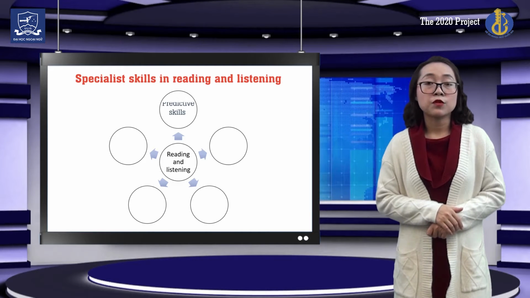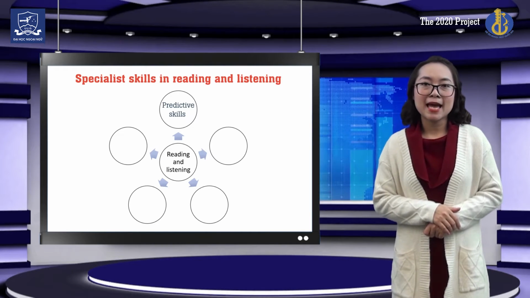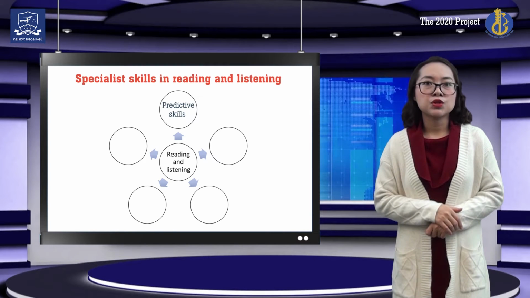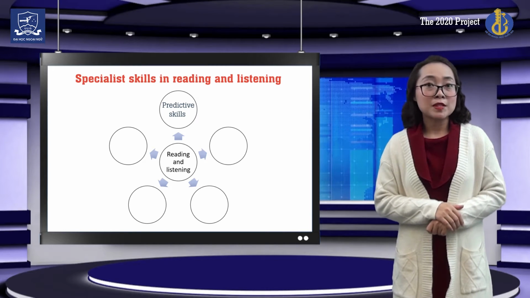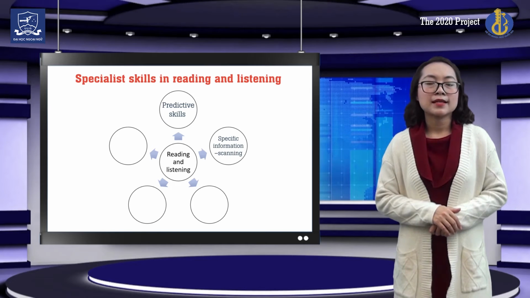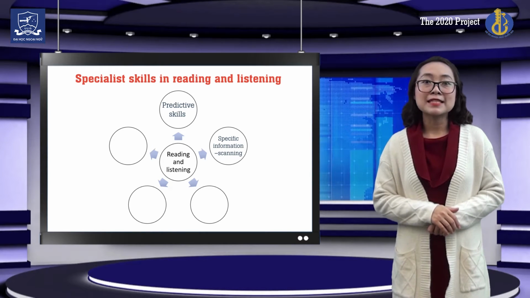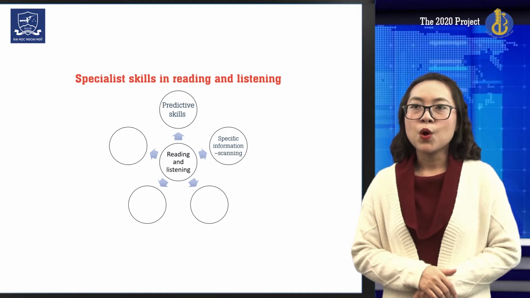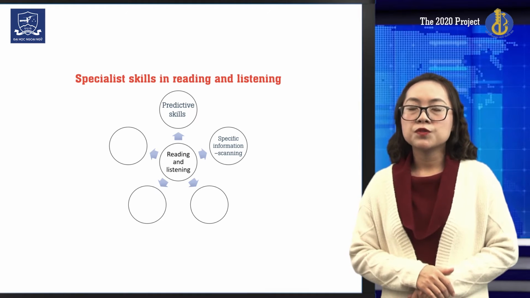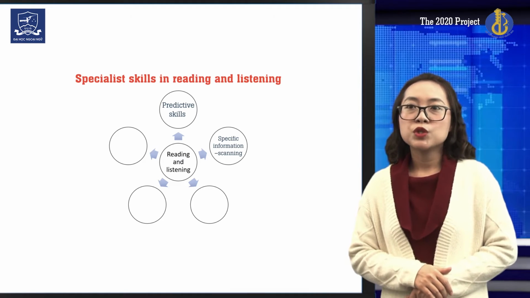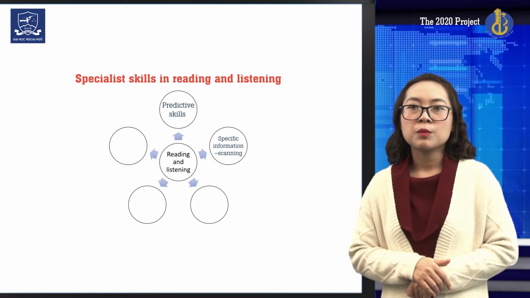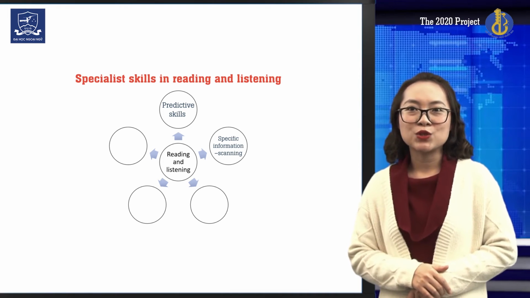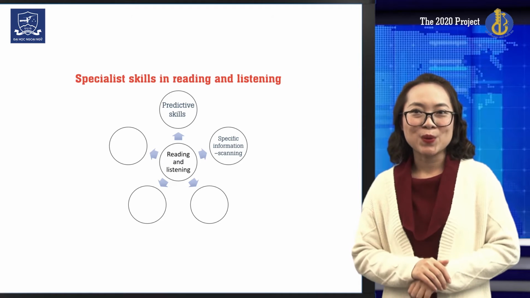Predictive skills, for example, predicting the content of an article or dialogue from a headline or introduction. Specific information, scanning. We often listen or read for specific information. For example, we look in a newspaper to find a football result. We don't read the whole newspaper before finding it. We listen to the news only concentrating when a particular story comes up.